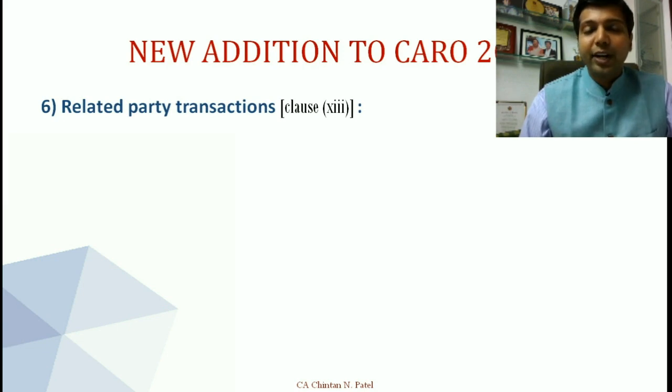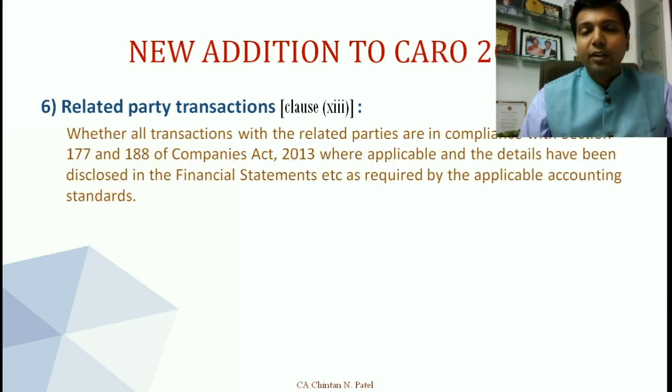Next point is on related party transactions. The new requirement says whether all the transactions with related parties are in compliance with sections 177 and 188 of the Companies Act 2013 where applicable, and the details have been disclosed in the financial statements, etc., as required by the applicable accounting standards. So this particular clause talks about three compliance checks. One is compliance with section 177, which is on the audit committee. Two, compliance with section 188, which is on related party transactions.